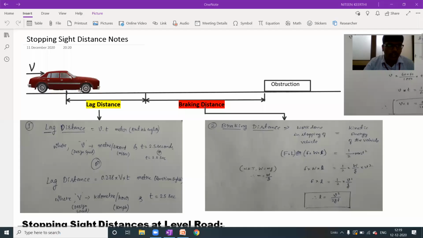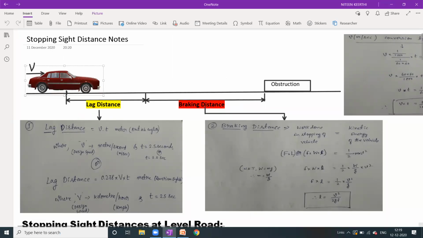Okay, so moving back to the stopping sight distance. As I already mentioned, for example, this is a vehicle which is moving with the design speed V, and whenever it sees any obstruction on the road, on a level road, the driver needs to stop the vehicle at some certain distance. That distance we call the stopping sight distance. How can you determine the stopping sight distance? It is a summation of lag distance and braking distance, right? So these two are important.